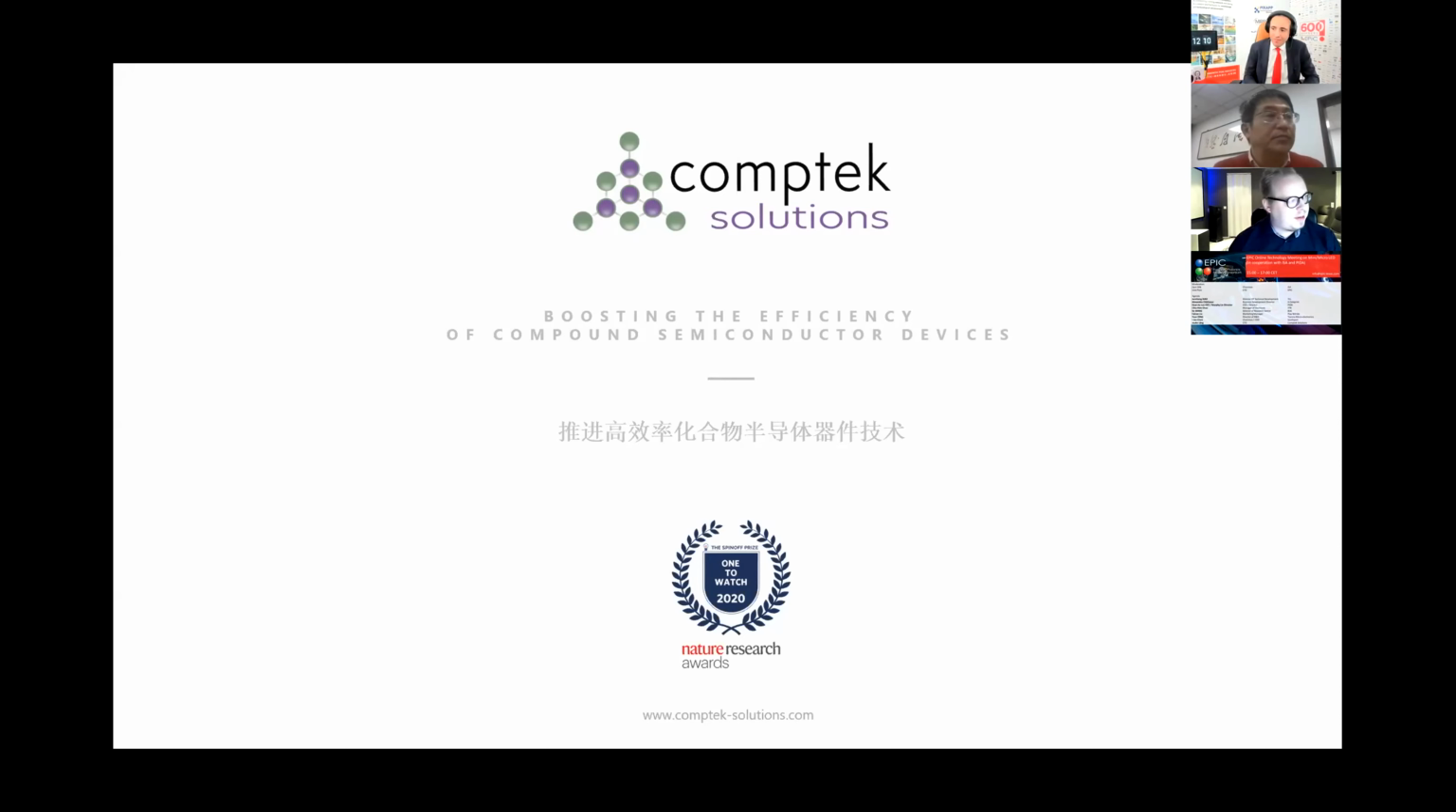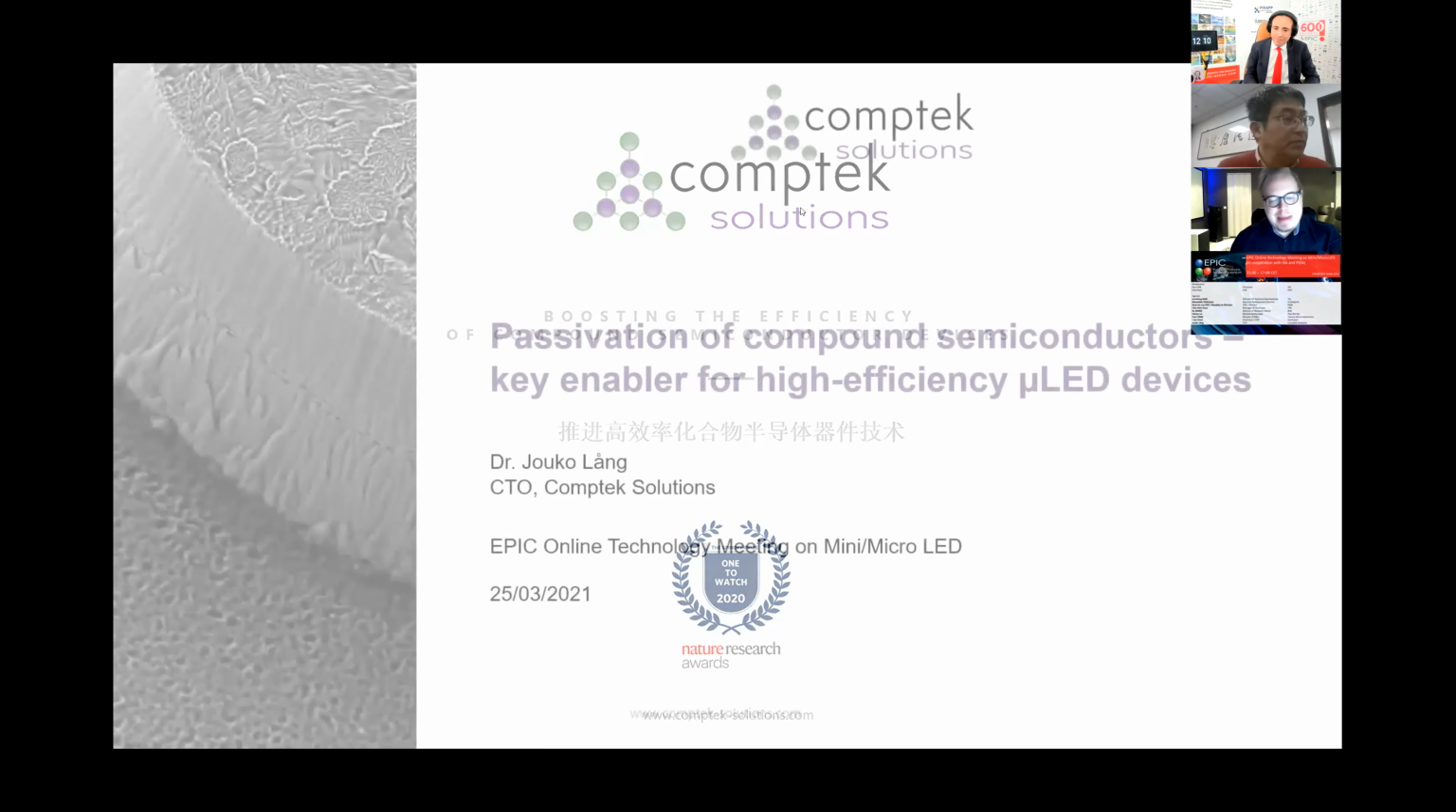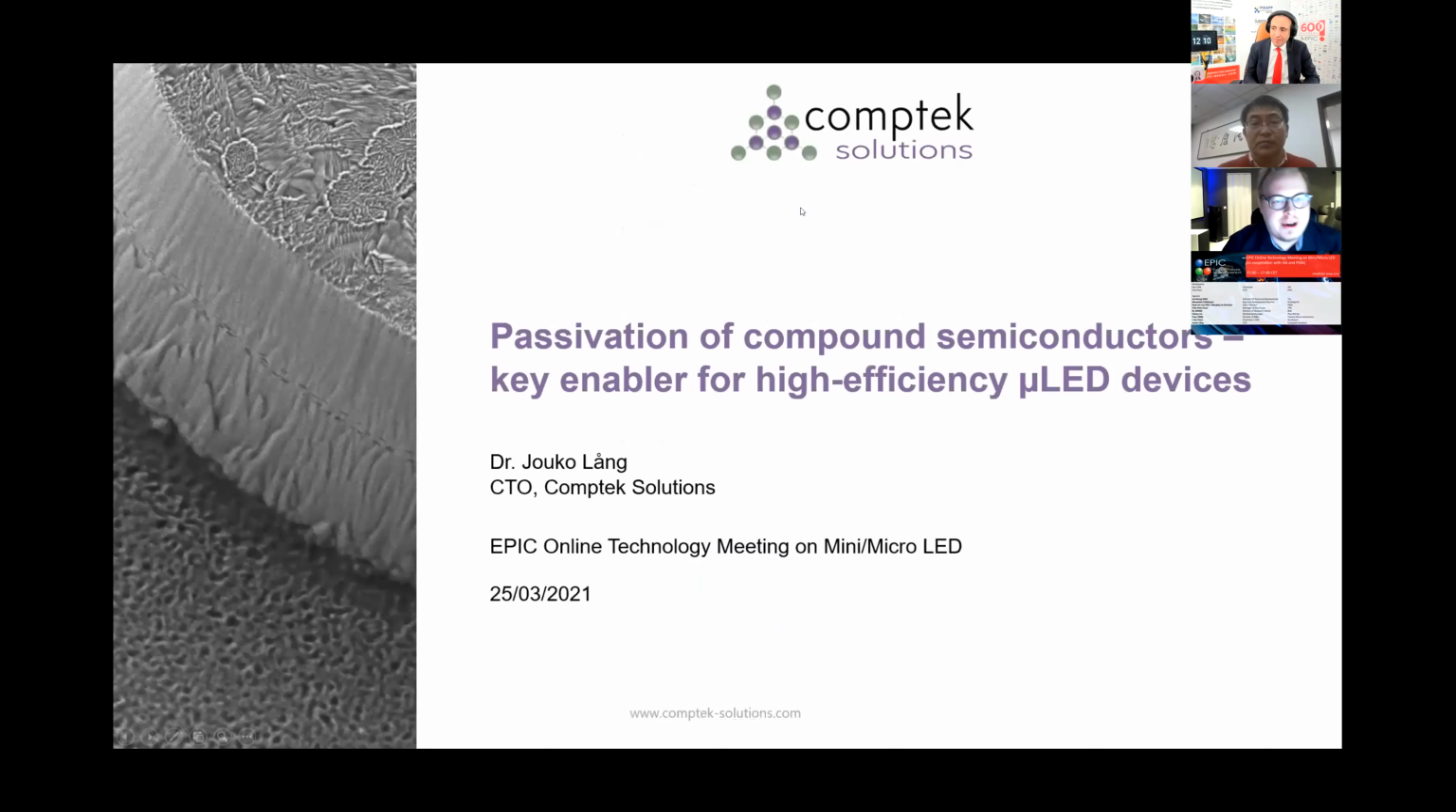So today we are going to talk about the desperate need to passivate the compound semiconductors. And like we have heard today, for some mysterious reasons, when you decrease the chip size, you lose a lot of efficiency in micro LEDs, and we have a solution for that, and we're going to talk about that during this talk.